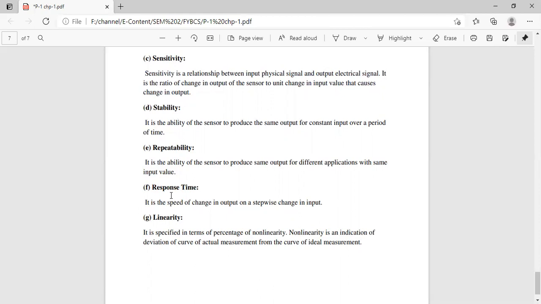So this is all about your chapter number 1, which is introduction to instrumentation system. All these are the parameters which are introductory. We are going to use all such parameters throughout the entire syllabus. We'll discuss the remaining things in the next lecture.